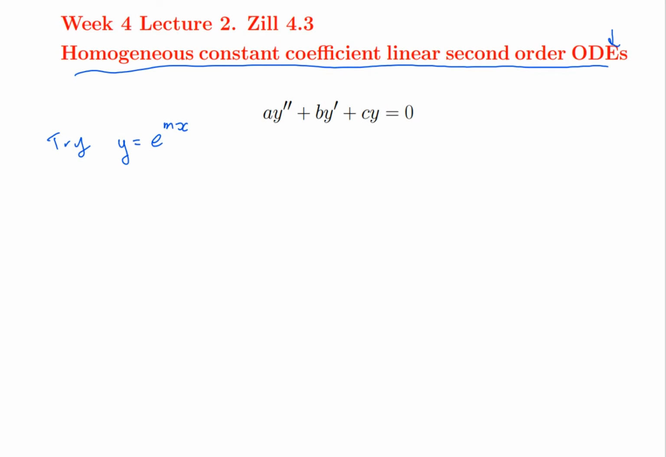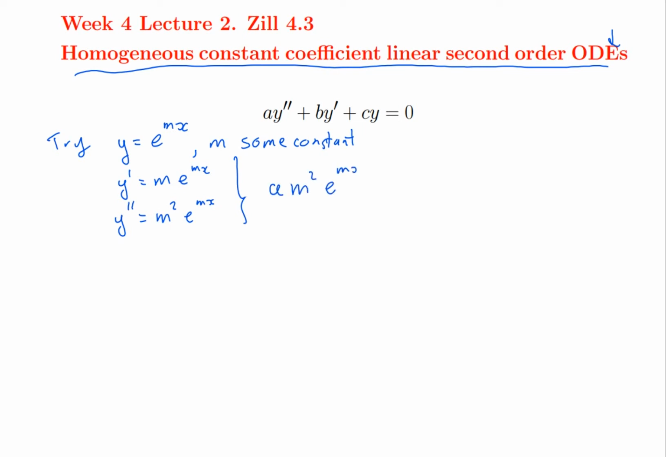Differentiate it, and m is a constant to be determined. I need to differentiate that to substitute it into the equation. That gives me y prime equals m e to the mx. Y double prime is m squared e to the mx. Substitute into the equation, I get a m squared e to the mx plus b m e to the mx plus c e to the mx equals 0. Now, I'm not solving for x here. This has to equal 0 for all x.